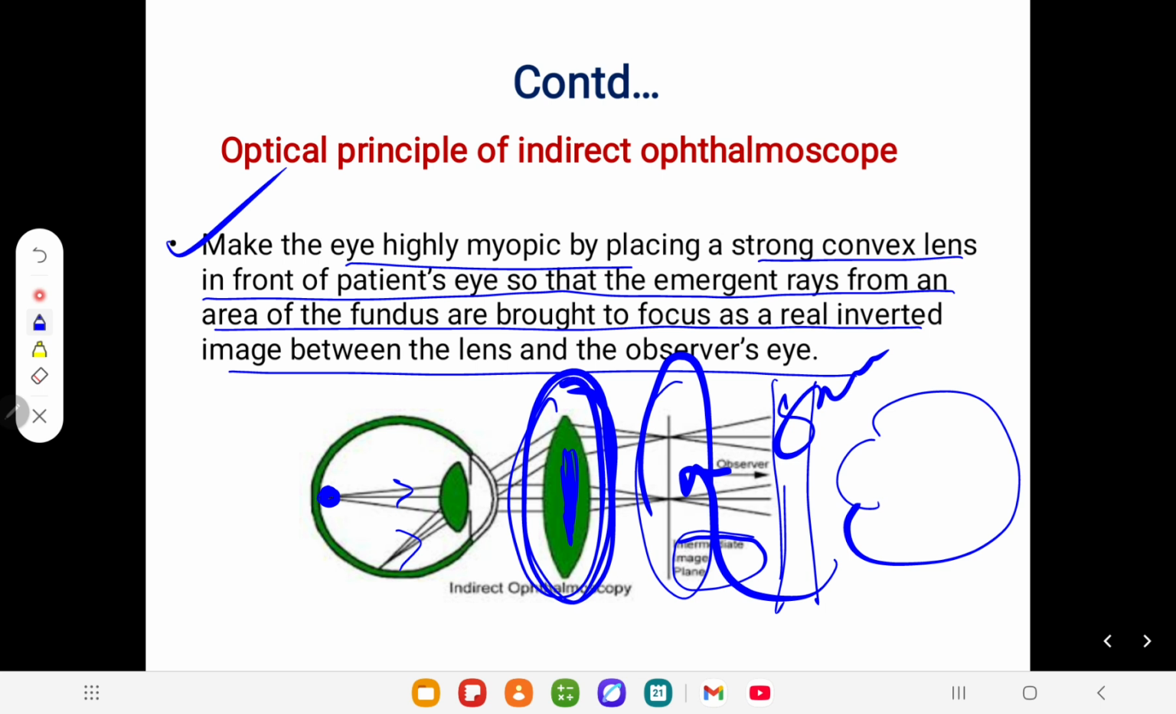That's the concept. That's why we call it indirect, because we are not directly seeing the retina, but we are seeing the image of the retina made by the condensing lens through the slit lamp or headband or whatever. So then what do we call this? Not direct. Then we call it indirect, because we are not directly seeing the retina like with the direct ophthalmoscope. That's the concept of indirect. Indirect means we are seeing the image of a retina made by a highly condensing lens. That's the concept of why we call it indirect.